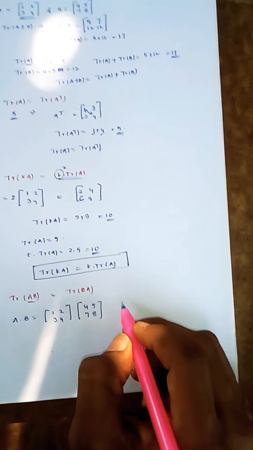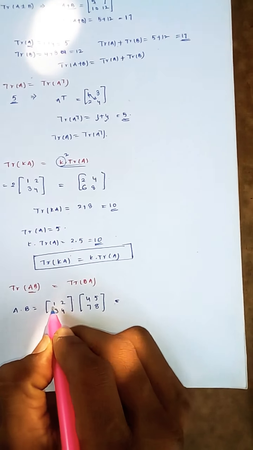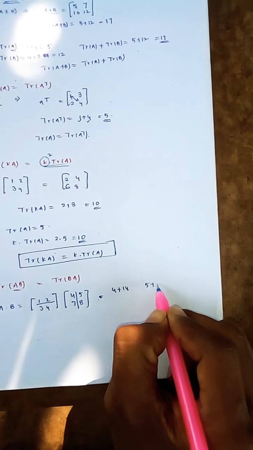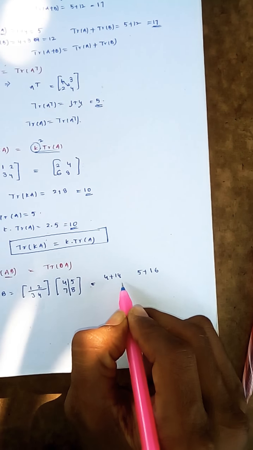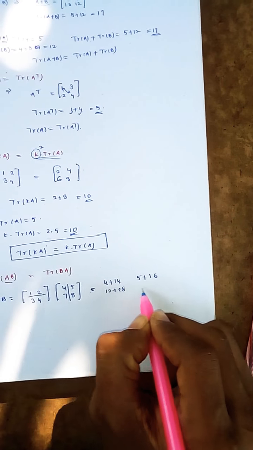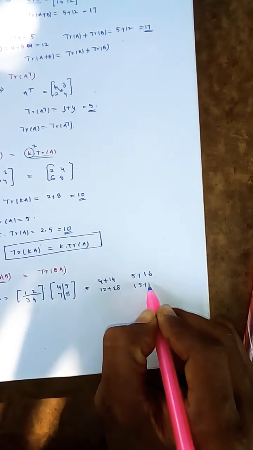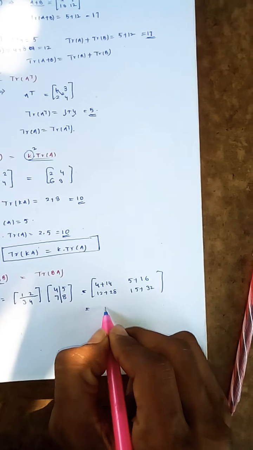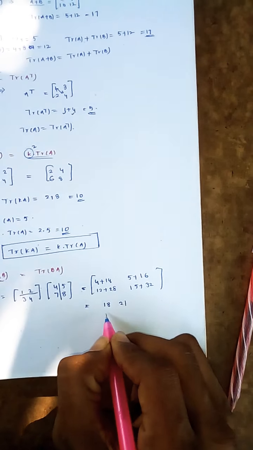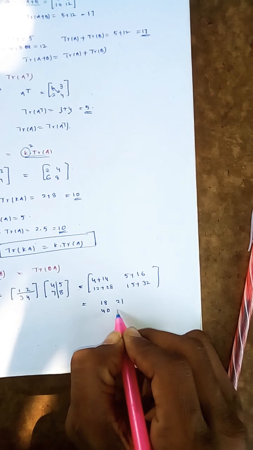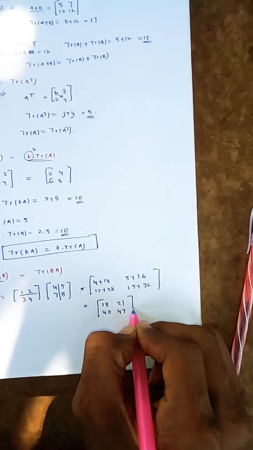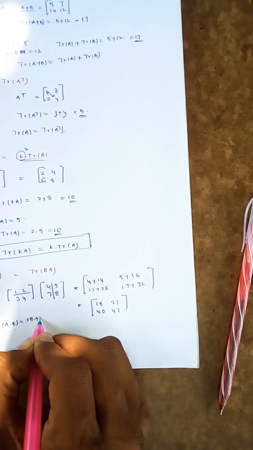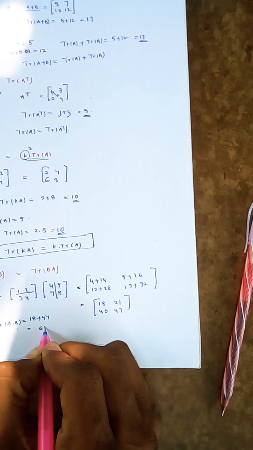In the matrix multiplication, we will get one row and one column, that is equal to 4 plus 14, 5 plus 16, 12 plus 28, 15 plus 32, that is equal to 18, 21, 40, 47. Now trace of A into B is equal to 18 plus 47, that is equal to 65.